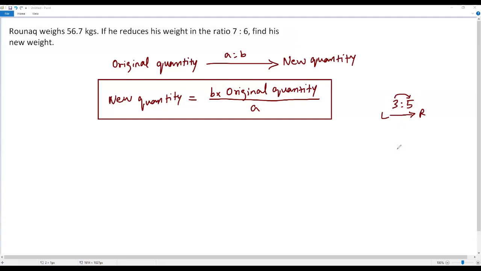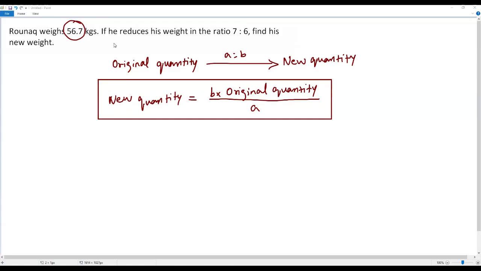For example, let me consider another ratio like 8 to 7. When I look at this ratio from left side to right side, it has been decreased from 8 to 7. That is, when you change a quantity in this ratio 8 to 7, it will be decreased. So even from the ratio, I can understand whether the quantity is going to be increased or decreased. In our problem, the ratio is 7 to 6, decreasing from 7 to 6. So clearly the original quantity, 56.7 kilograms, is going to be decreased.